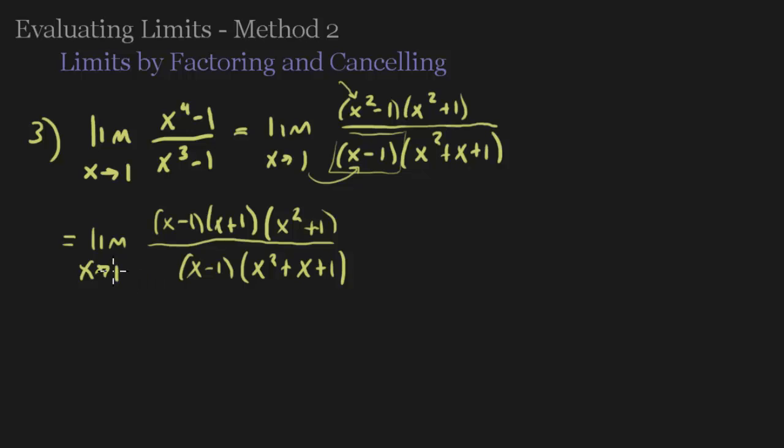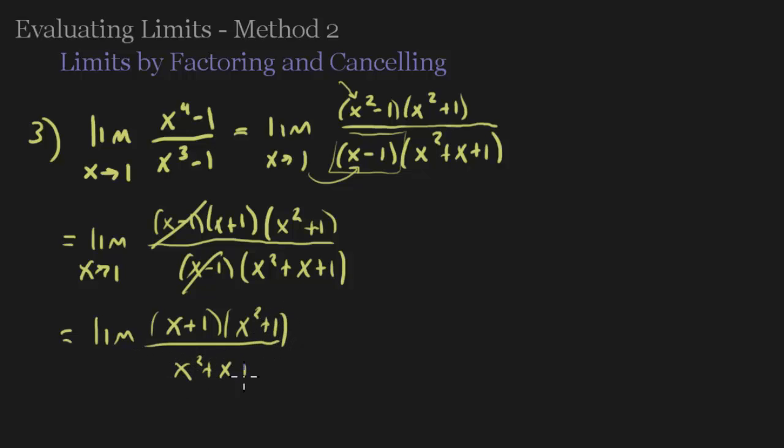So our problem was the x minus 1. They do now divide out, and we're left with x plus 1 times x squared plus 1, over the denominator, the stuff that's left over. And now we're back to our direct substitution. What happens when we plug in 1?